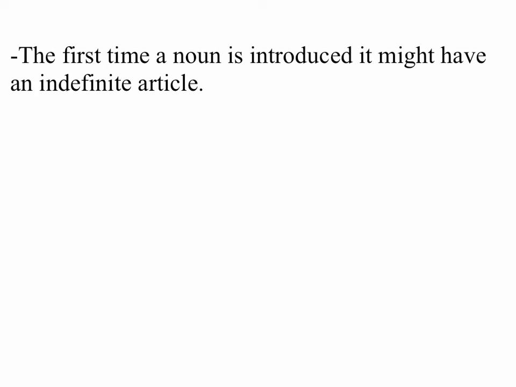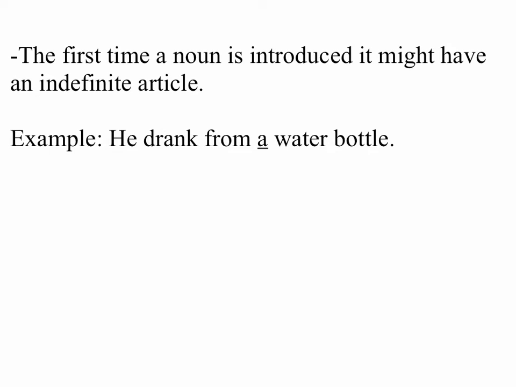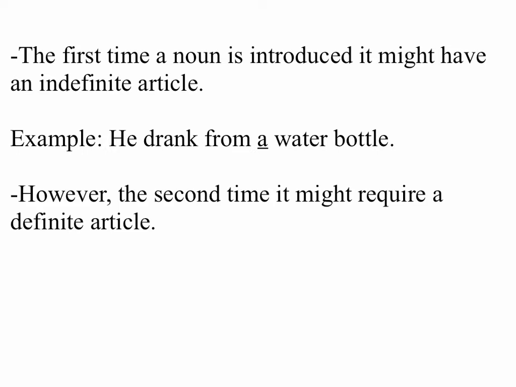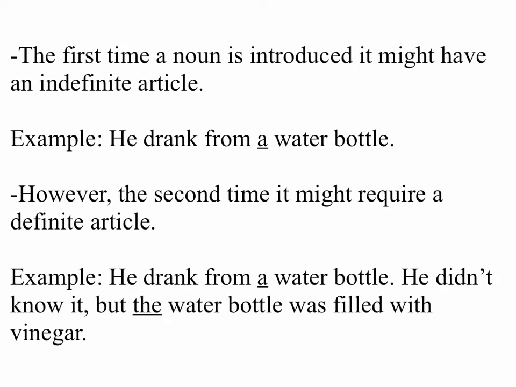The first time that a noun is introduced, it might have an indefinite article because it's not a specific thing yet. Here's an example. He drank from a water bottle. The second time, it might require a definite article because it becomes a specific thing. Here's an example. He drank from a water bottle. He didn't know it, but the water bottle was filled with vinegar. So you can see that in the first sentence, it's not a specific water bottle, but the second time it is mentioned, it does become a specific water bottle.